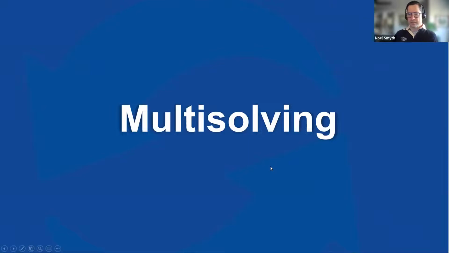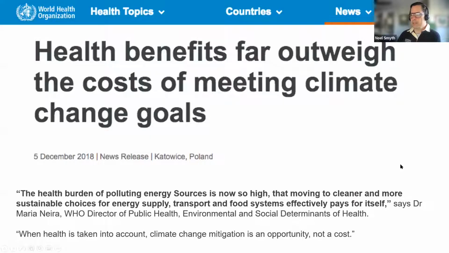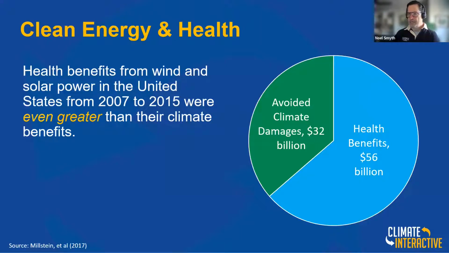So we're going to talk again, just at a high level, about what we call multi-solving before we jump into the breakout sessions, and we'll let you choose which session you want to go into. Multi-solving is when you're solving more than one problem with a solution. Here are a couple of examples over the next pages. Health benefits are far outweighing the costs of meeting climate change goals. And here's an example of that.